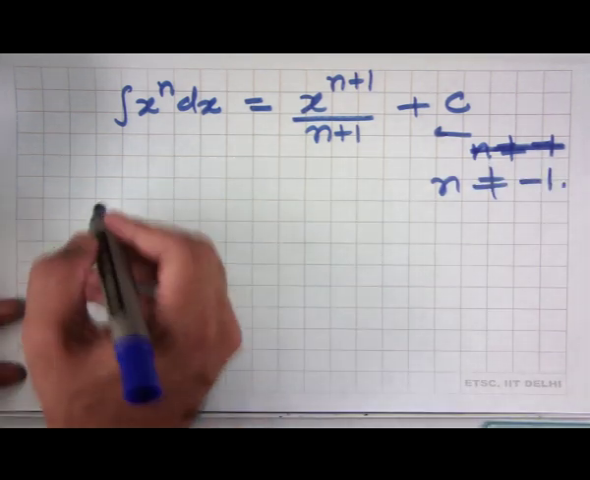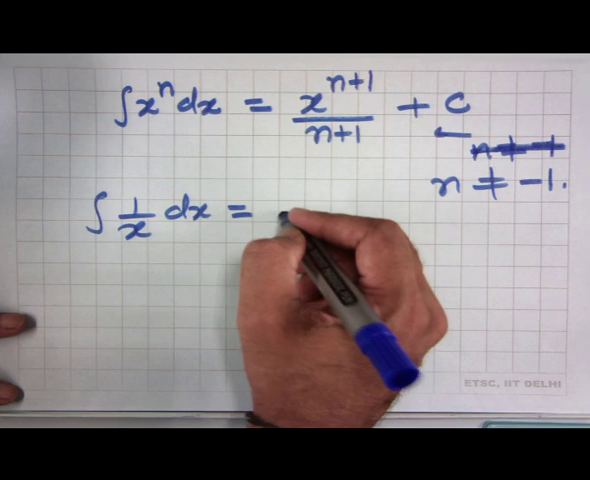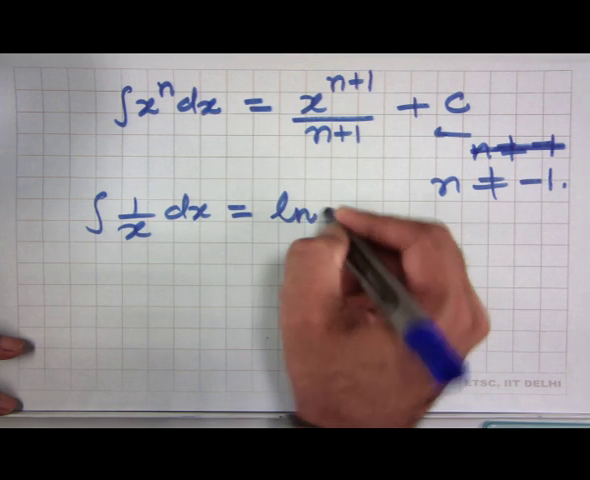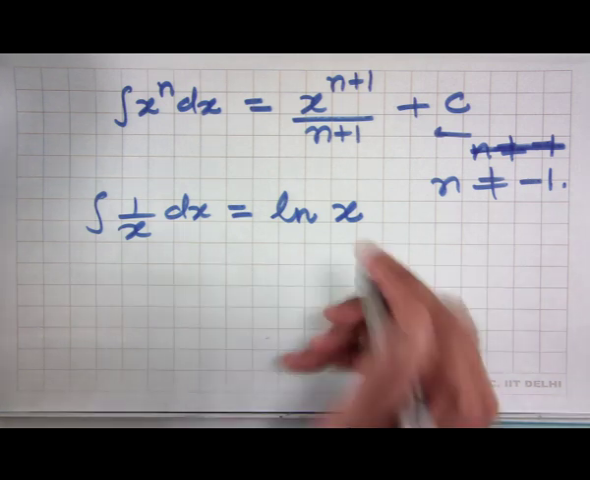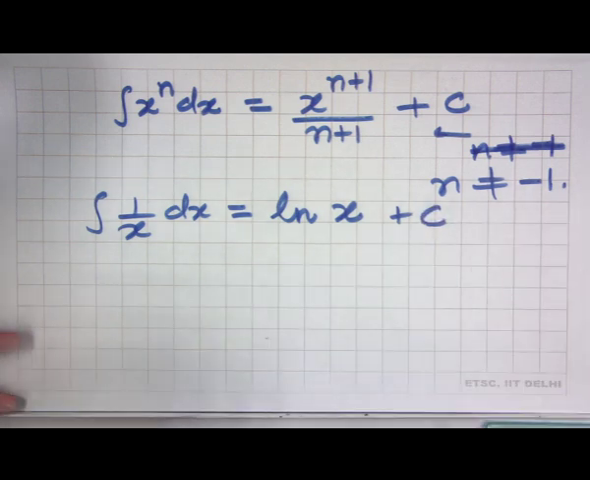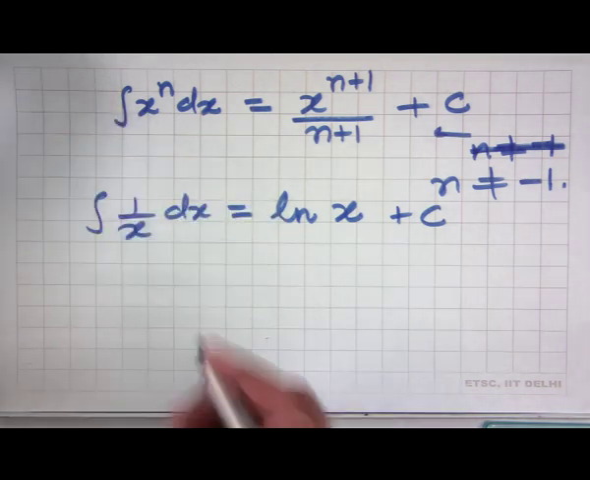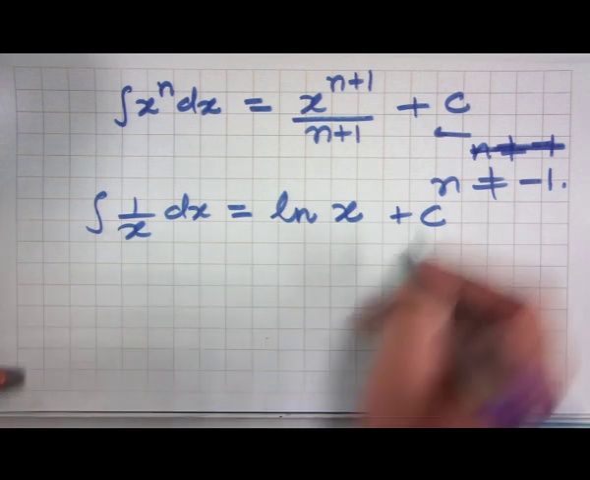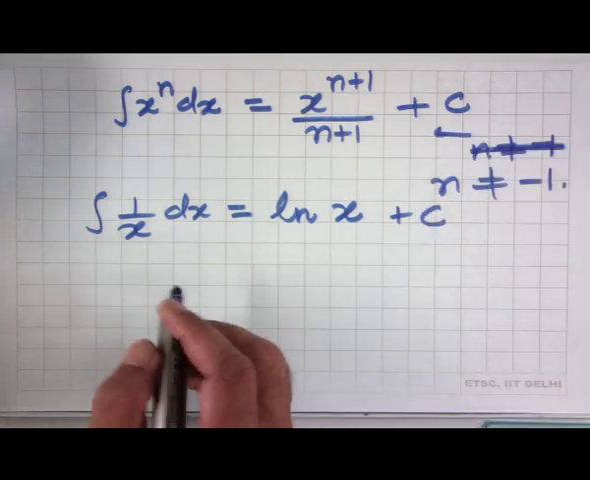Then we have another formula, the integral of 1 over x dx, which is the case when n is equal to minus 1. This is given by a function called the logarithmic function, natural log of x. You may not know too much about this function right now, but you will see it later in some of your maths courses, and when we need it here we will explain it. And once again, because these are indefinite integrals, we put an arbitrary constant.